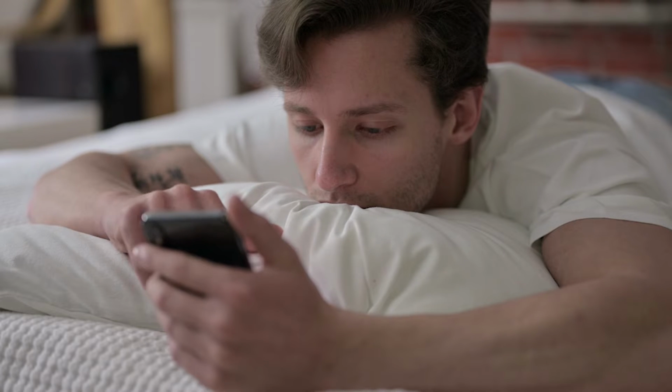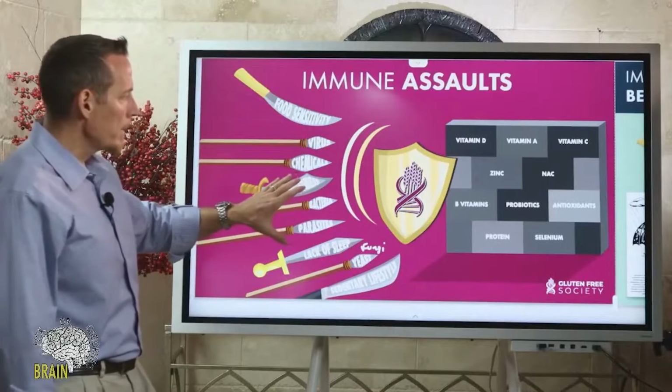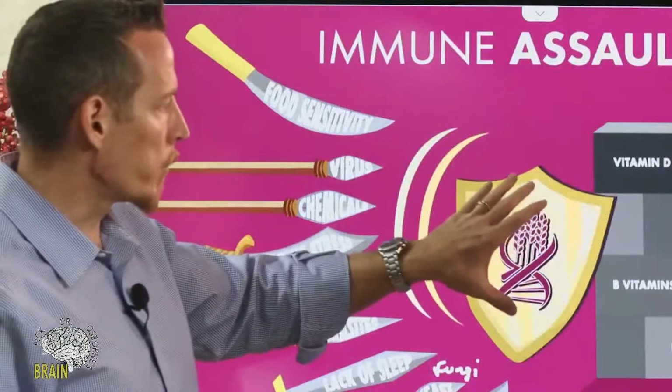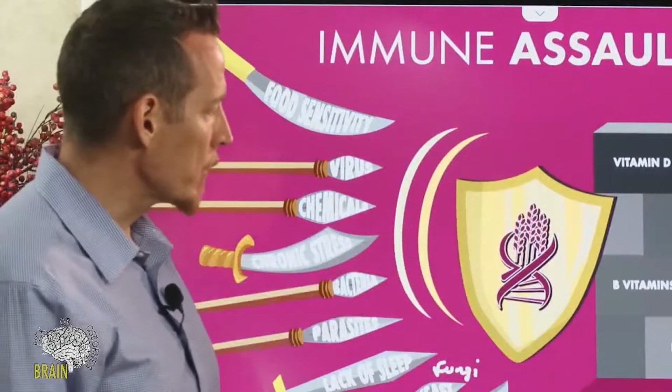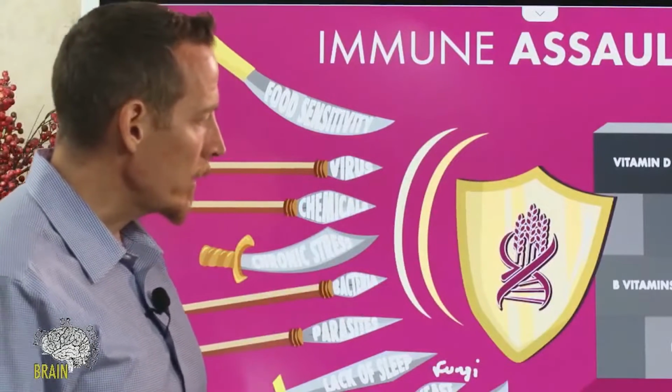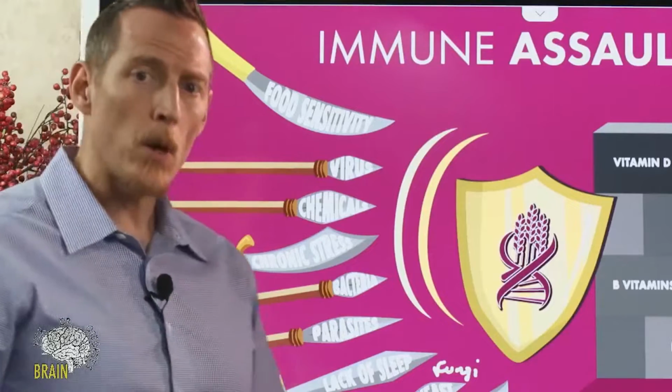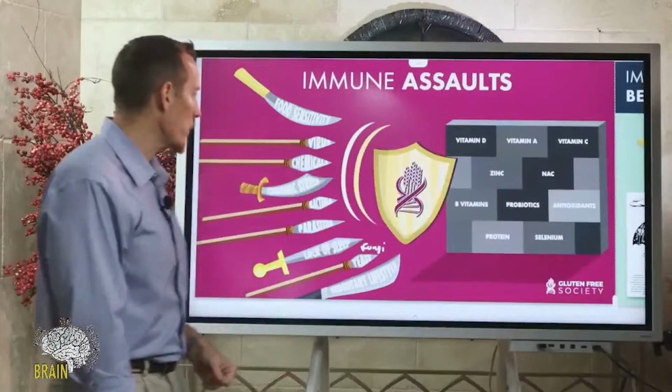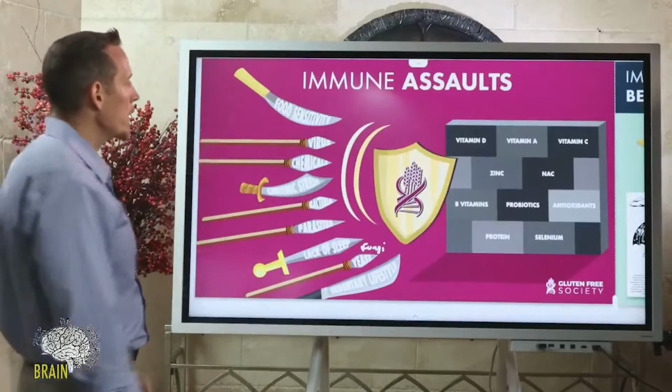So these are some of the most common assaults on the immune system that wear down this shield, that break this shield down over time, creating a weakness in it, and that weakness is what's going to predispose you to picking up infection and having a problem. So food sensitivity is super important.